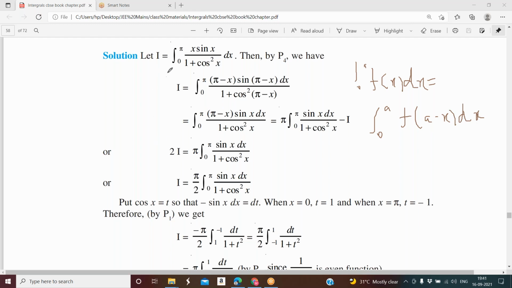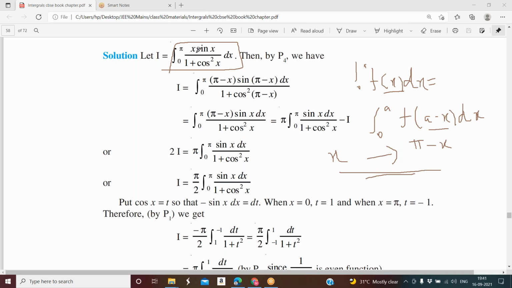Based on this property, actually this is of the form 0 to a f of x dx, right? What is our a? Pi. So 0 to a f of a minus x. In the place of x, we have a minus x in the right hand side. So wherever you have x in the integrand, you replace it by a minus x. You first identify that a is pi. So x is replaced by pi minus x. Is it clear?